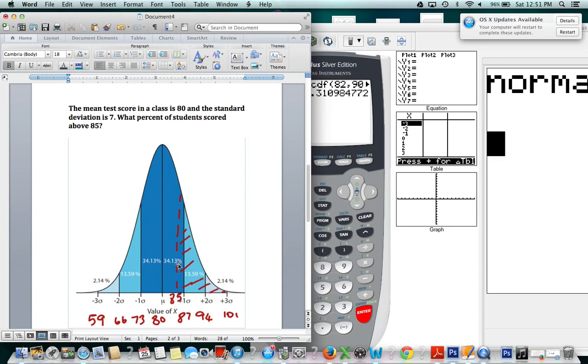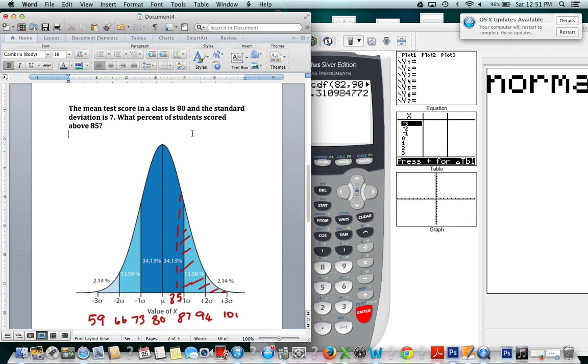So if you were to guess what percent of people scored above 85, you'd have to add this 2.14, the 0.1 over here, that's not written in, and 13.59 over here. You'd add these values and then maybe add a tiny bit more. So the percent of people that scored above 85, we could guess, is like 15, less than 20%. Okay, so of course we're not just going to guess, we're going to get this into our calculator and see exactly what percent of students scored above 85.